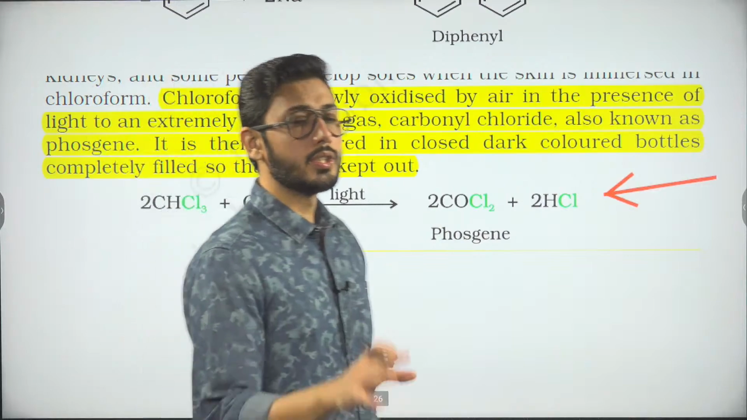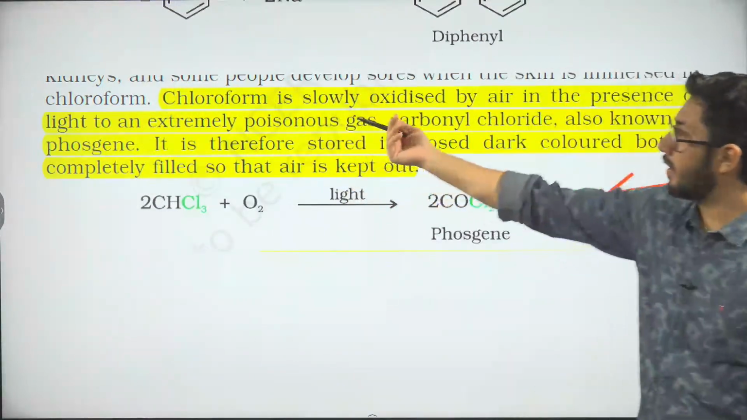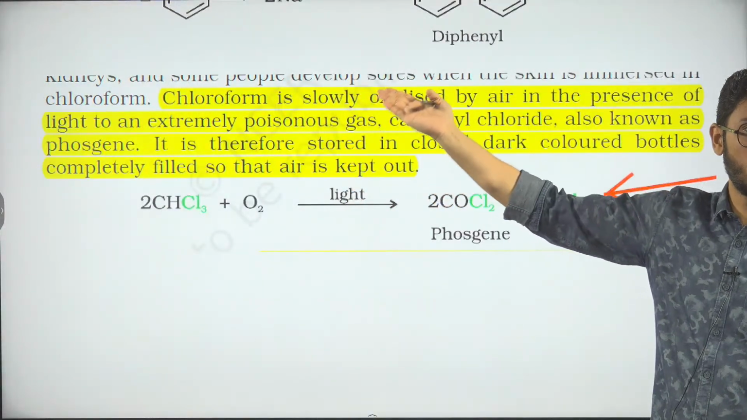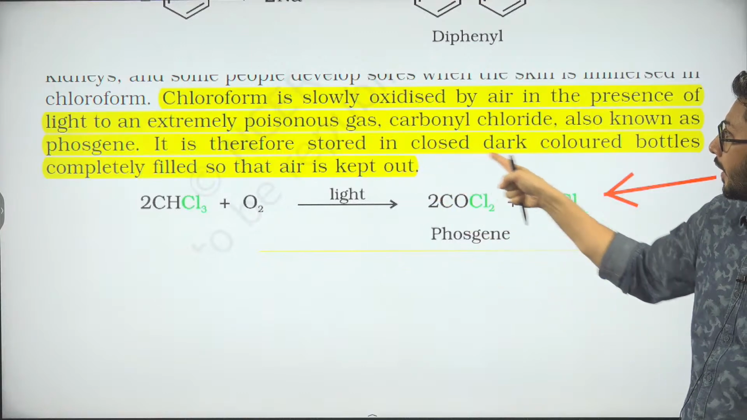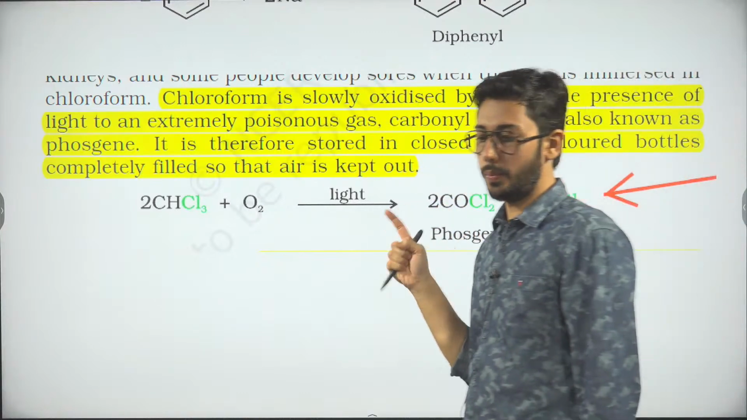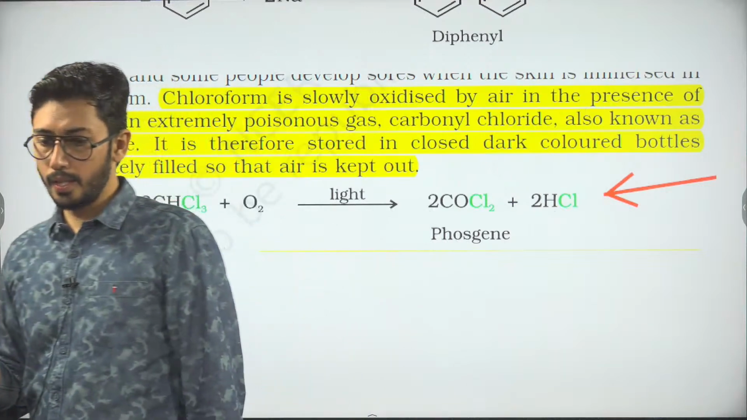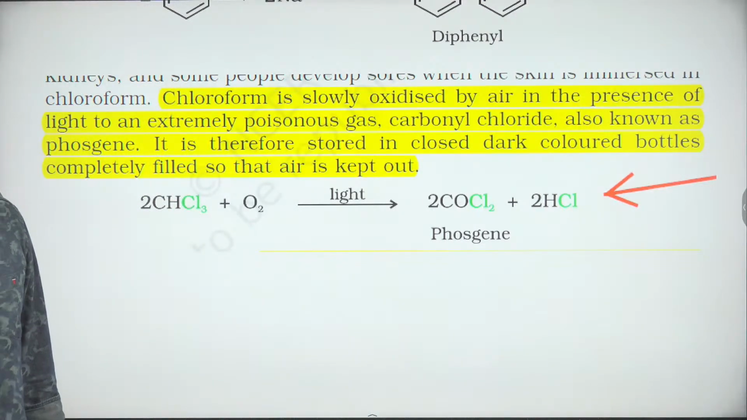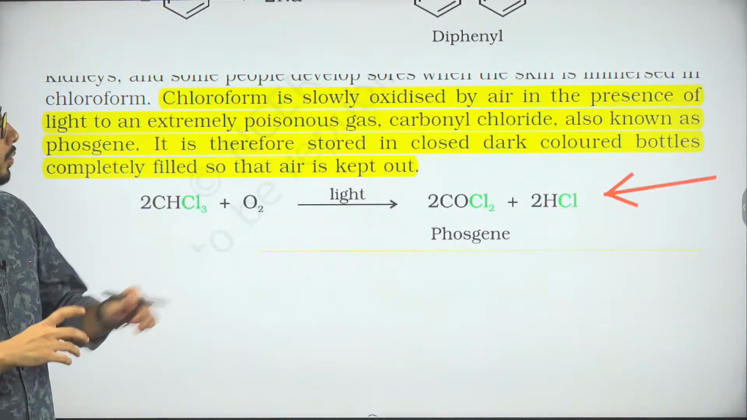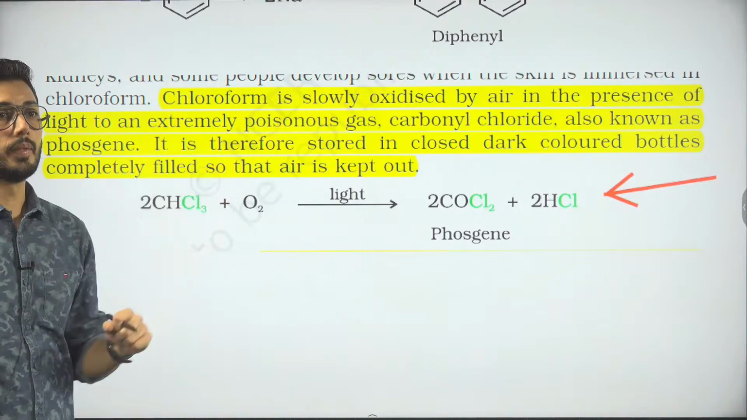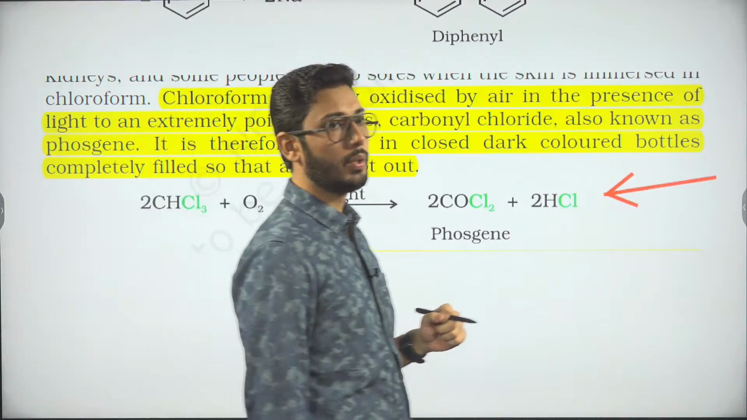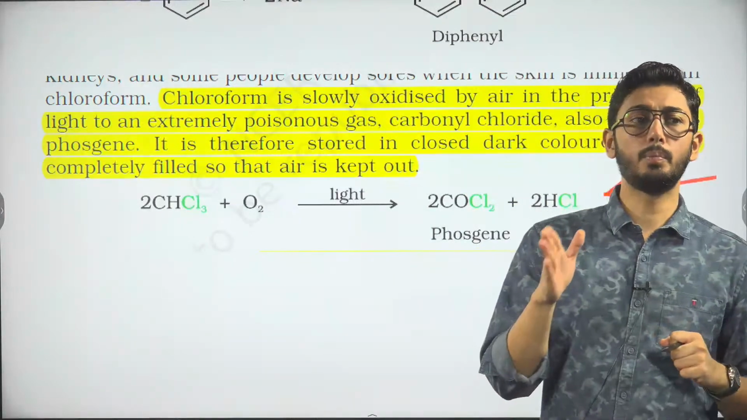Then the next important term in this chapter from the polyhalogen compounds is chloroform. Chloroform is kept in dark colored bottles. What is the purpose of putting it in dark colored bottles? The reason is that chloroform gets slowly oxidized by the air in the presence of light and results in an extremely poisonous gas.